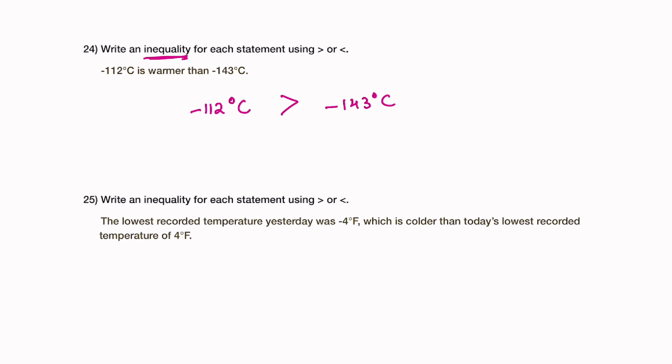And it's done. The lowest recorded temperature yesterday was -4 degrees Fahrenheit, which is colder than today's lowest recorded temperature of 4 degrees. Now it's -4 and +4. So -4 is of course less than, and it says it's colder than, right? -4 degrees Fahrenheit is less than 4 degrees Fahrenheit.